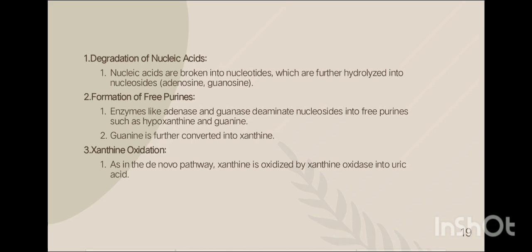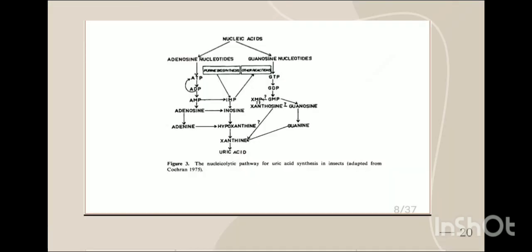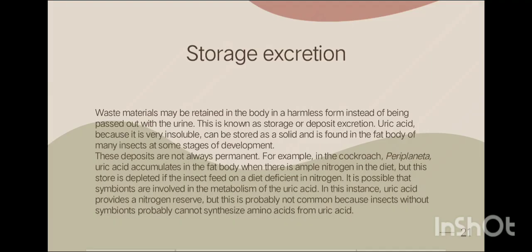And guanine is further converted into xanthine, and the hypoxanthine is converted into xanthine again, and the xanthine oxidation will be leading to the uric acid. So as mentioned earlier, it is a small pathway when comparing to the uricotelic pathway. So there is also a flow chart which can be used for the essay question.